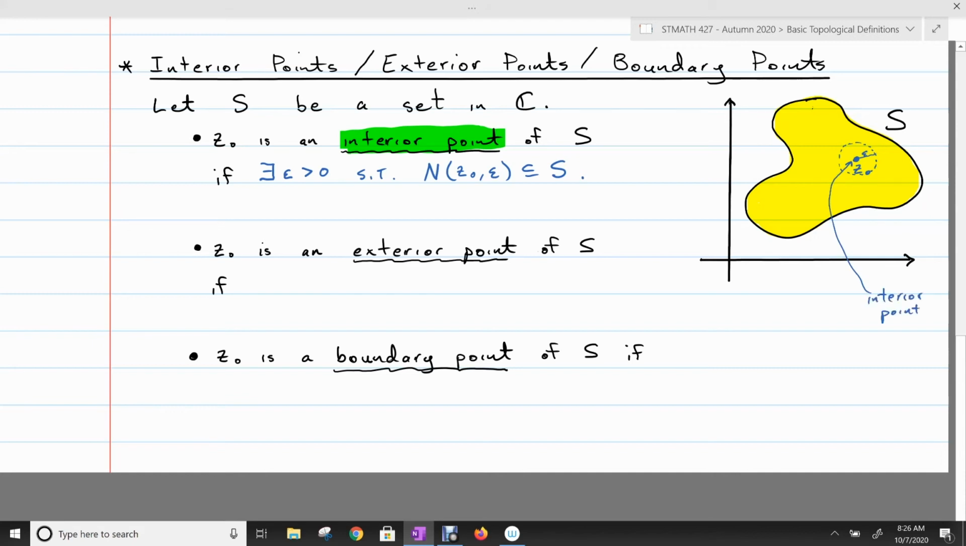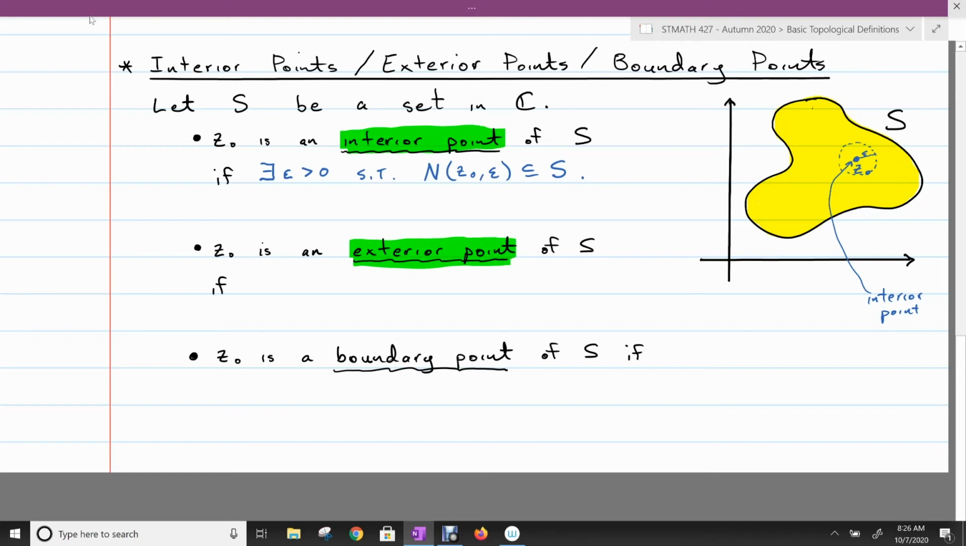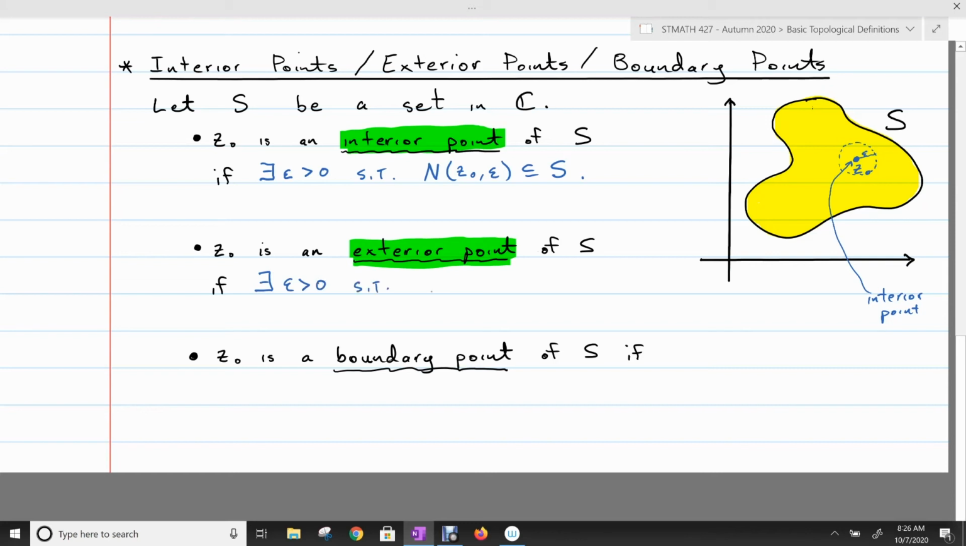An exterior point is a point that you can put a disk around and it misses the set S entirely. To put that into more precise language, we'd say z0 is an exterior point of S if there exists an epsilon greater than 0 such that the neighborhood of z0 of radius epsilon is contained entirely in the complement of S, C minus S. So an exterior point would be something like, let's say z0 were down here, just below the x-axis, I could find an epsilon here so that the disk of radius epsilon misses S entirely.